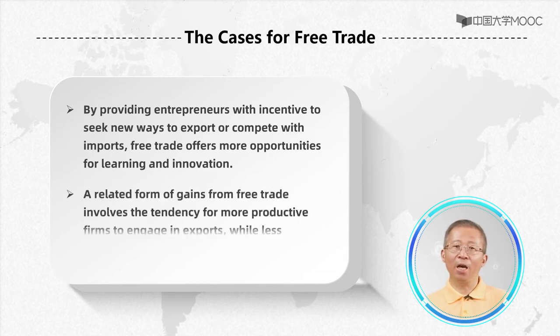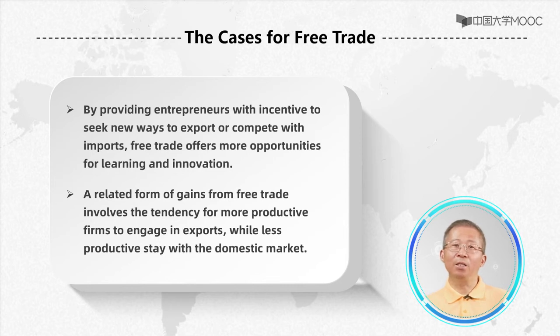A related form of gains from free trade involves the tendency for more productive firms to engage in exports, while less productive firms stay with the domestic market. This suggests that a move to free trade makes the economy as a whole more efficient by shifting the industrial mix toward firms with higher productivity.